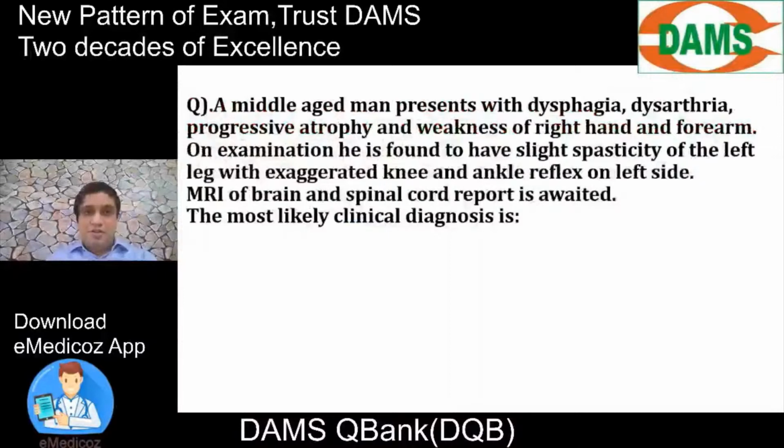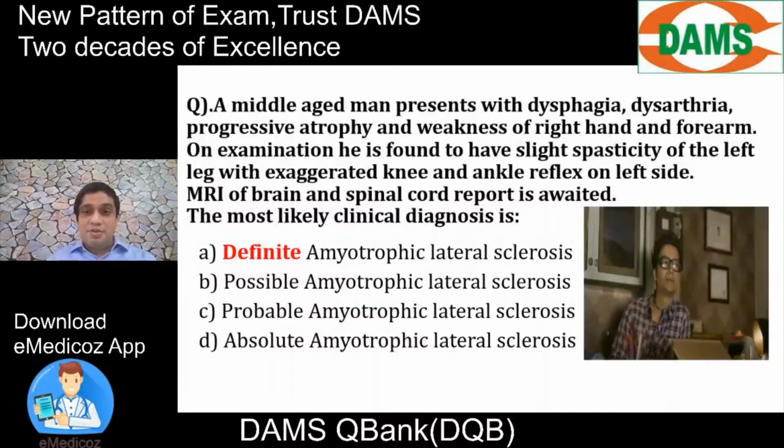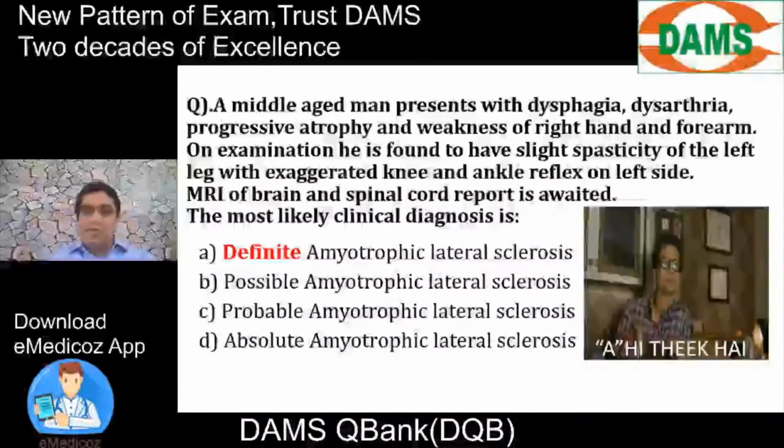Now let's look into the question again. Dysphagia, dysarthria, and all this. What is the answer? Definite ALS. Now many students ask me, sir, what is this absolute ALS? No, this is just a neologism that I had while making this MCQ. So A is the correct option. Definite ALS is the correct answer.